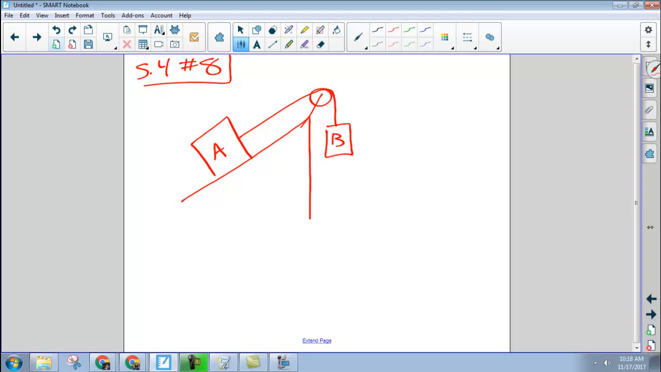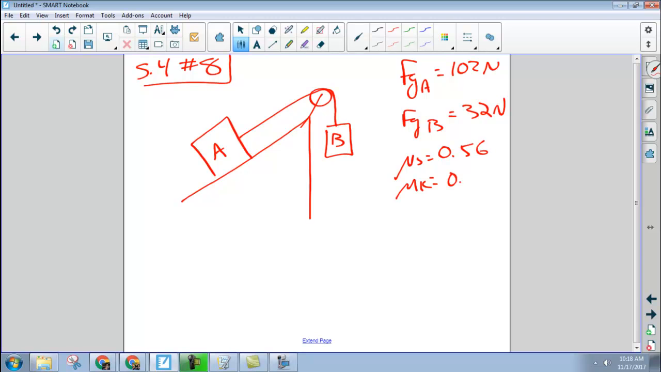So here's our drawing. The problem tells us that the force of gravity on block A is 102 newtons, and that the force of gravity on block B is 32 newtons. It says the coefficients of friction between A and the incline are, and then there's these ridiculous numbers. 0.56 is static, and 0.25 is kinetic. The angle is 40 degrees.